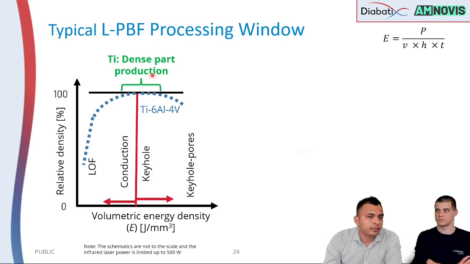iron or stainless steel, the processability is very stable, which is typically indicated by such a graph, where on the y-axis you plot relative density of the part, and on the x-axis the volumetric energy density. So volumetric energy density is nothing but the ratio of laser power divided by scan speed multiplied by hatch spacing and layer thickness that we employ.